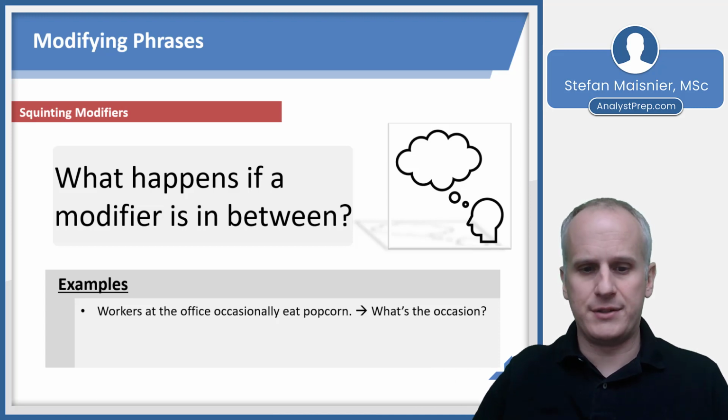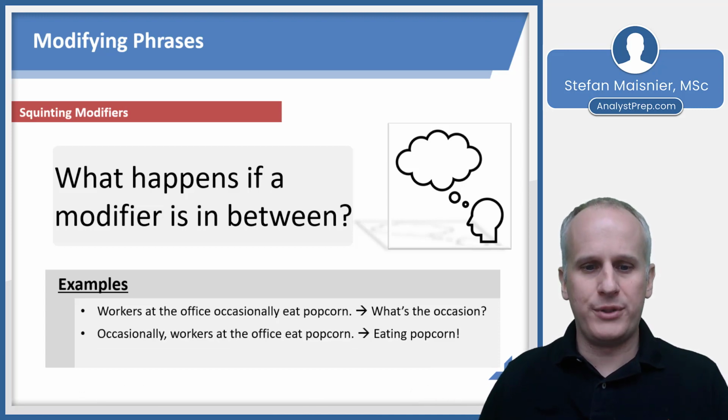We don't know, and this is another sometimes tested issue on the GMAT because you can't have that uncertainty of what the occasion is. So if we rewrote the sentence, however, as occasionally workers at the office eat popcorn, well, now we know that the occasionally activity is eating popcorn. Just all workers at the office, they occasionally will eat popcorn.